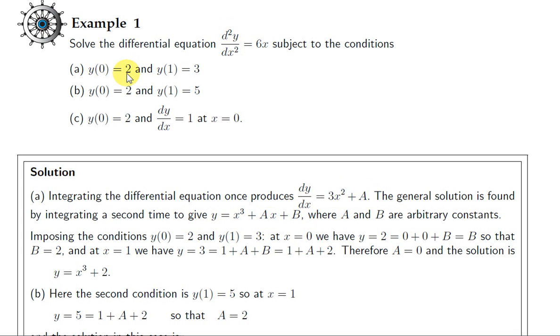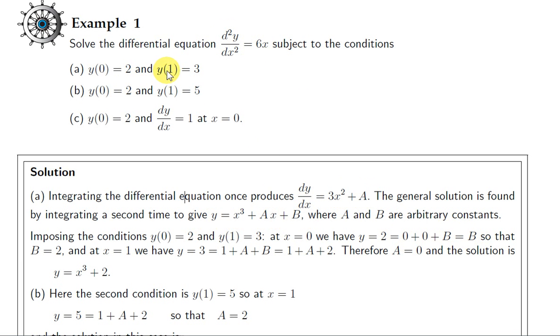But we know that y at x equals 0 is 2. So if we plug in 0 for x, what do we get? Well, we get 0 plus 0 plus b, which is b. And y must equal 2. So 2 equals b. So we found what b is. But we need to find a.